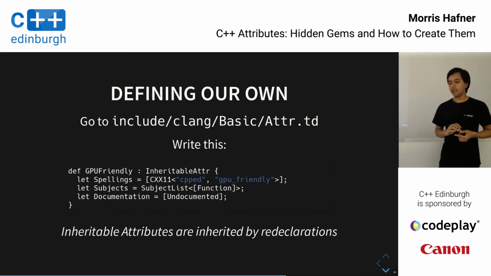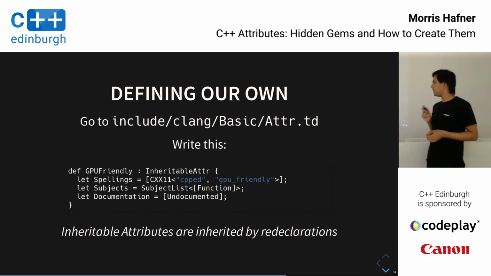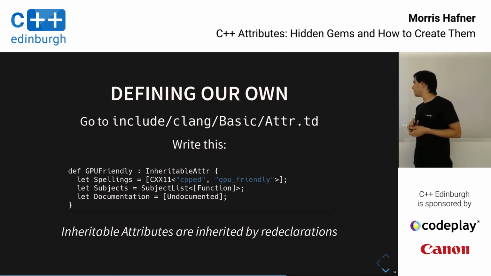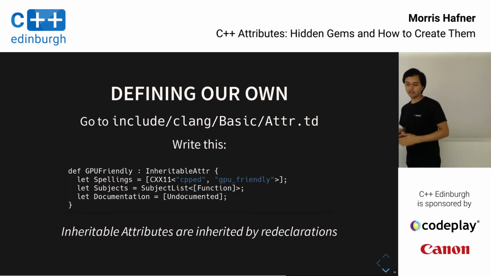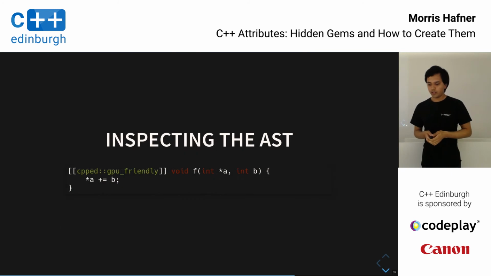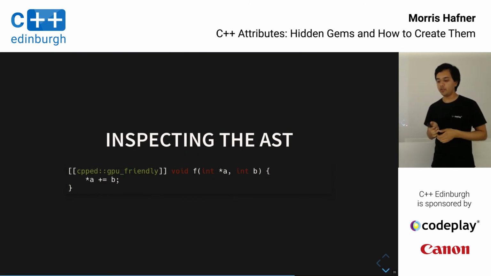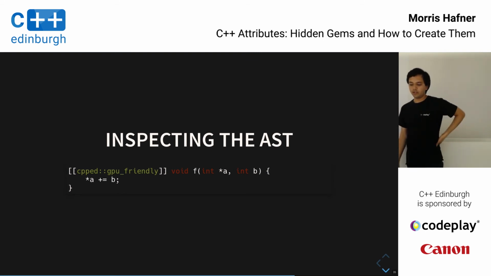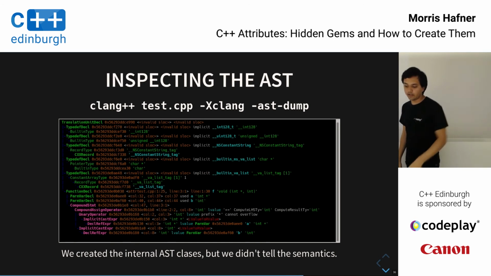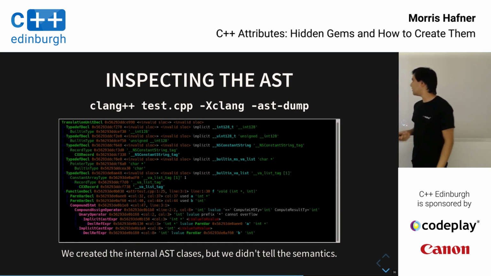Okay. Yeah, inheritable attributes mean that this attribute is inherited by redeclaration. So I can forward declare a function, and if I forward declare this function again without this attribute, the attribute is still in place. And with that, we have already created our own attribute. So if I do this, [[clang::gpu_friendly]] and some function that just adds one integer to another one, I get nothing. So this is the generated AST.